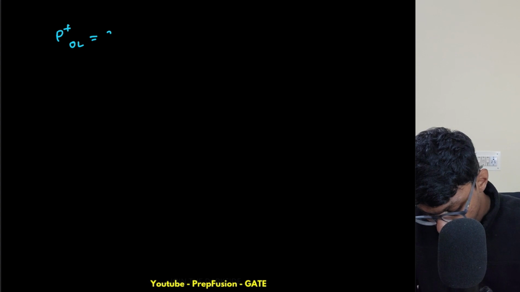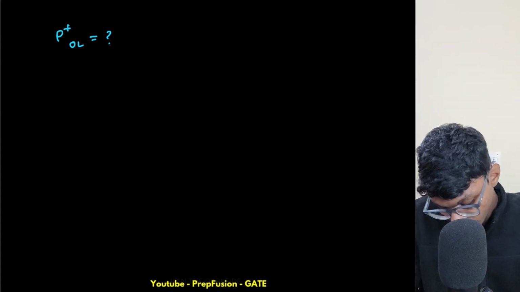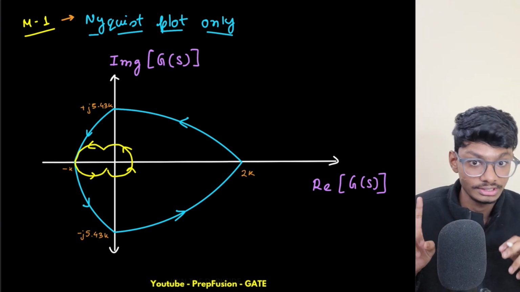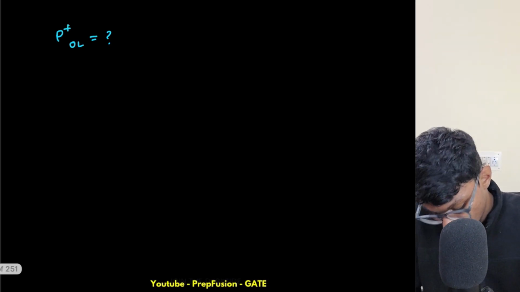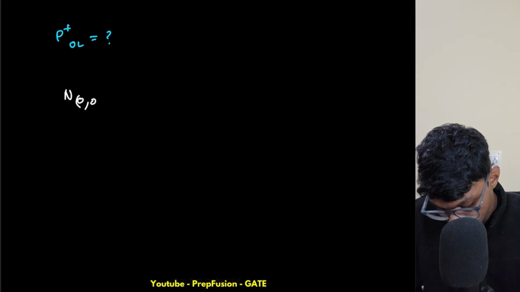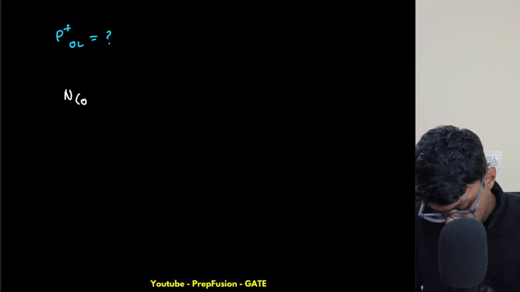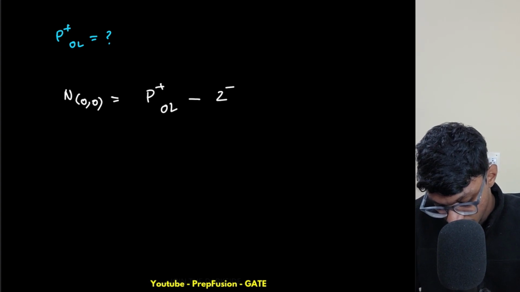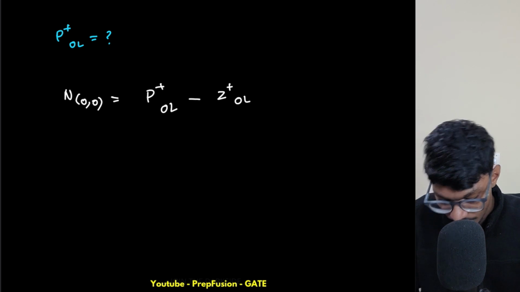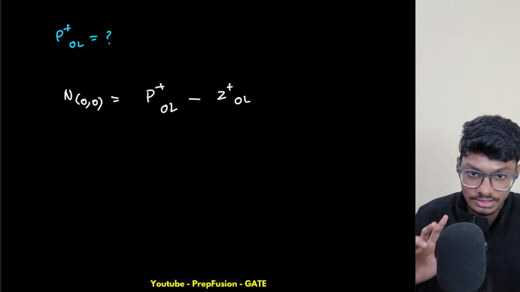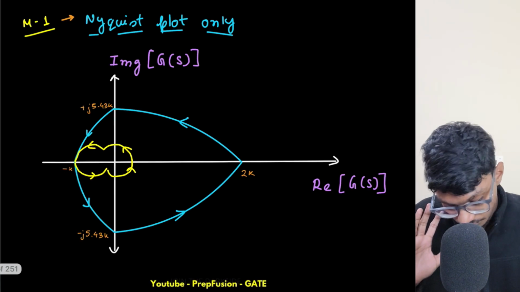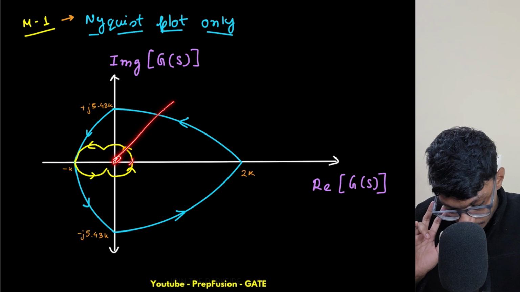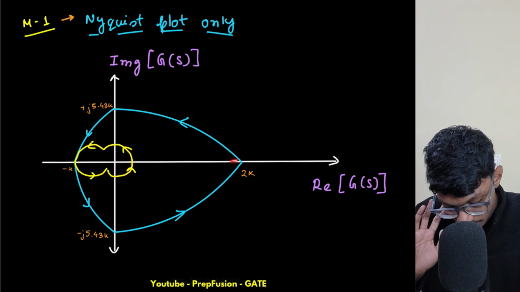Hence we have to find P plus OL. How to find that? We use the first equation. What was the first equation? It was N around the origin, which equals P plus OL minus Z plus OL. So now, how many encirclements do I have? Around the origin, I have one encirclement, and two encirclements.